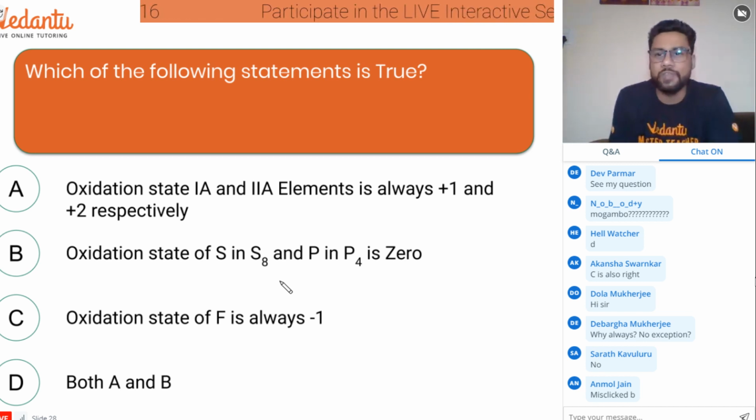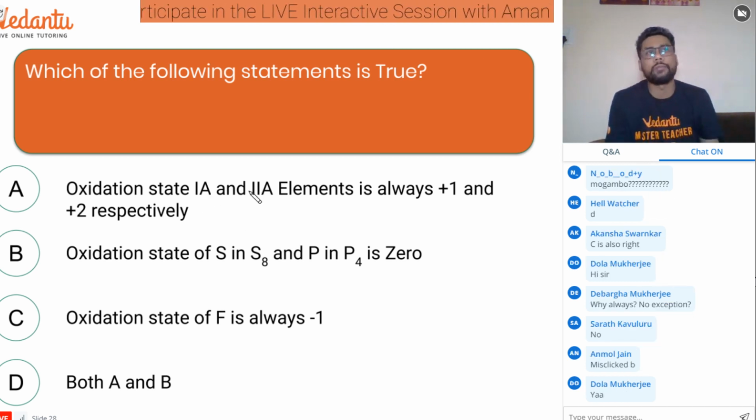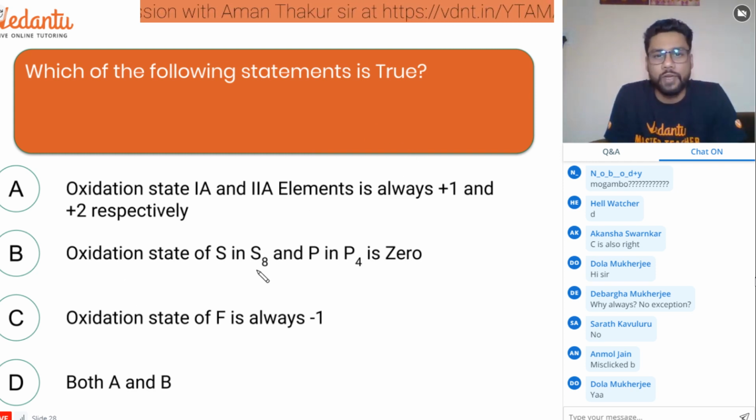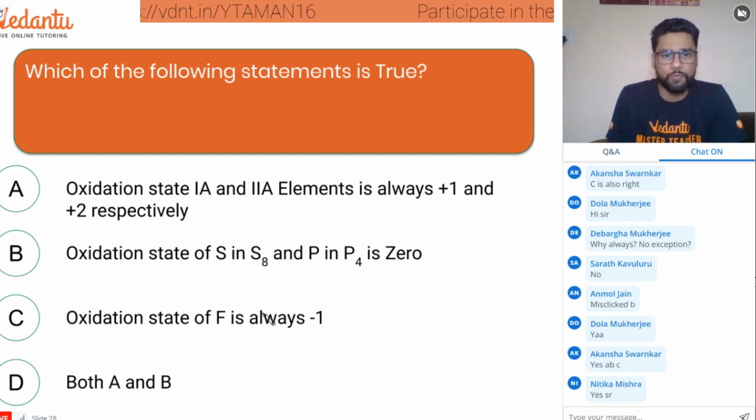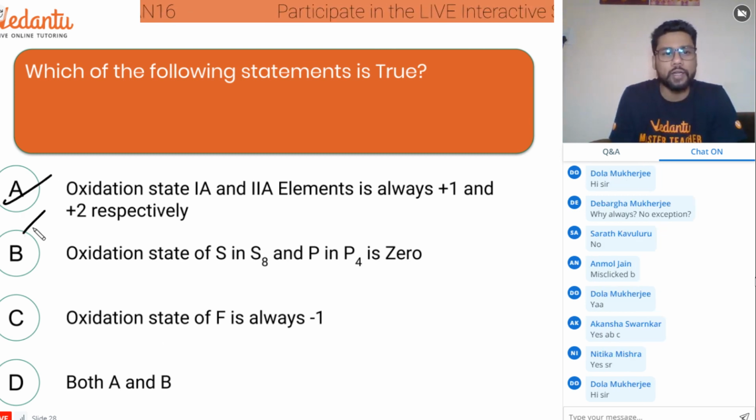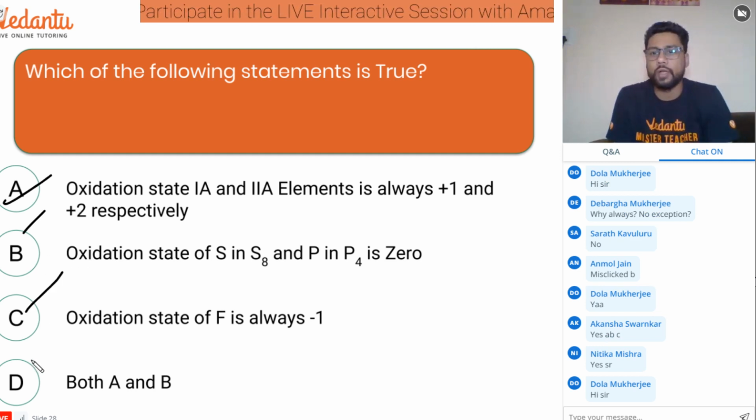The answer is ABC. 1A and 2A are always +1 and +2. Oxidation state of sulfur in S8 and P in P4 is 0. Oxidation state of fluorine is always -1. The correct answer is ABC.